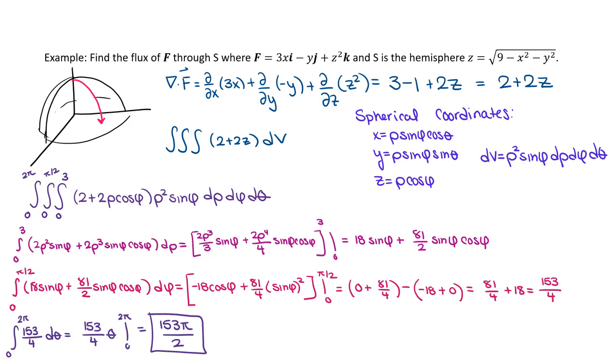All right, one last piece. We're going to integrate that 153 over 4 with respect to theta, plug in the bounds of integration, and there is my final answer, 153 pi over 2.